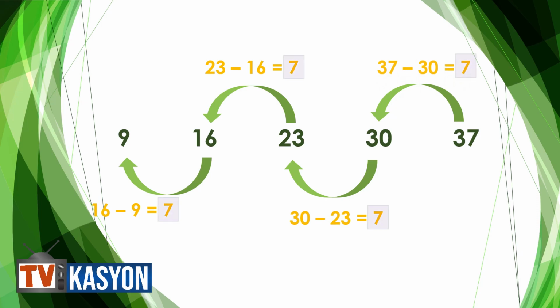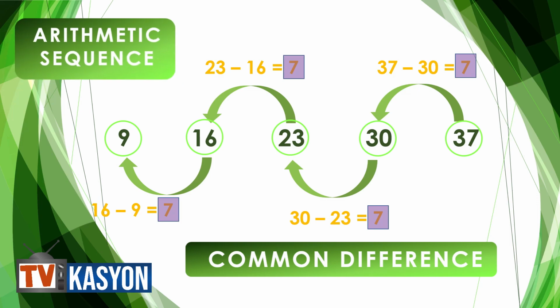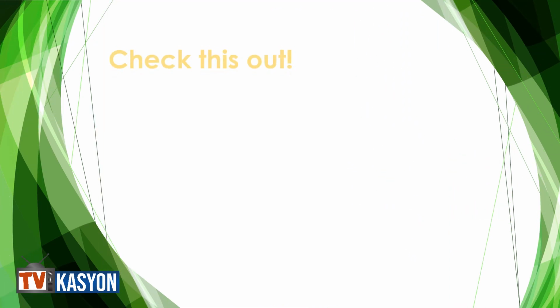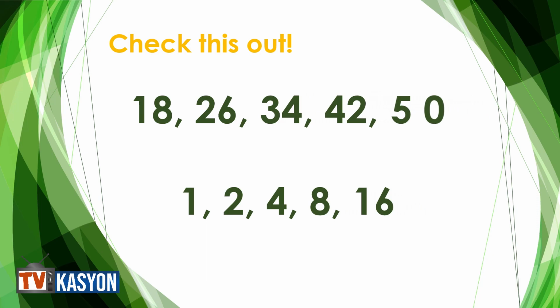Notice that the amount of change between the numbers is the same. Thus, it is called the common difference of the sequence. Since every term in the sequence is obtained by adding a constant called the common difference, the sequence 9, 16, 23, 30, 37 is an example of an arithmetic sequence. To better understand what do these terms mean, check this out. Let us compare the two sets of numbers and try to identify which between them is an arithmetic sequence.